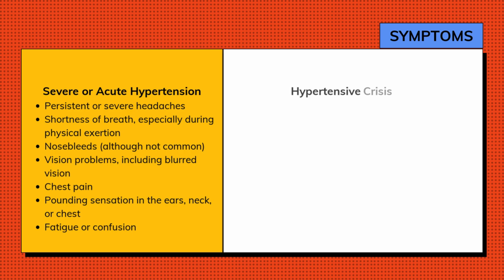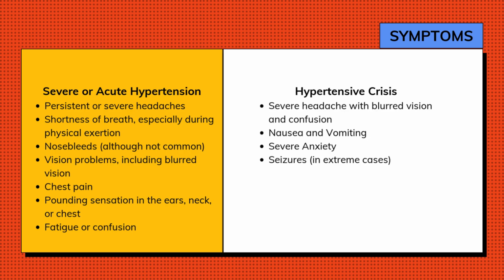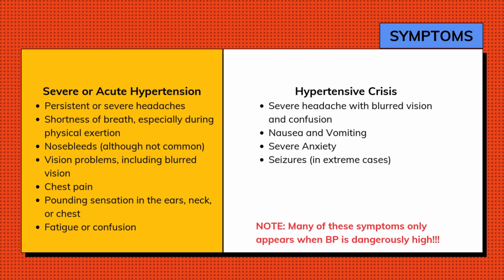Symptoms of hypertensive crisis. Severe headache with blurred vision and confusion, nausea and vomiting, severe anxiety, seizures in extreme cases. It's important to note that many of these symptoms only appear when blood pressure is dangerously high, emphasizing the importance of regular blood pressure monitoring.